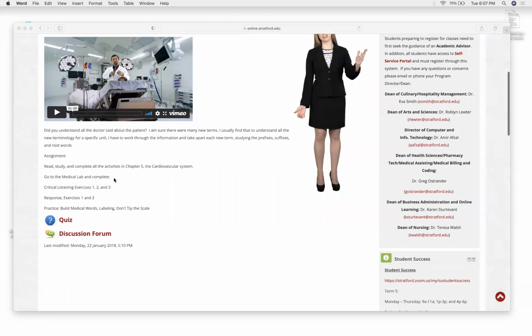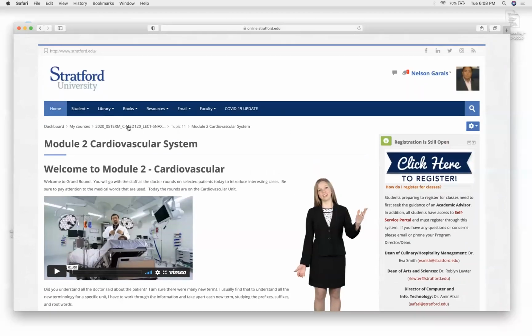So coronary, and of course, due next week: listening exercises 1, 2, and 3, exercises 1 and 2, and remember the practice is only for practice. The things that you need to complete are these critical listening exercises and the response exercises, and that's for chapter 5. So let's look at chapter 5.